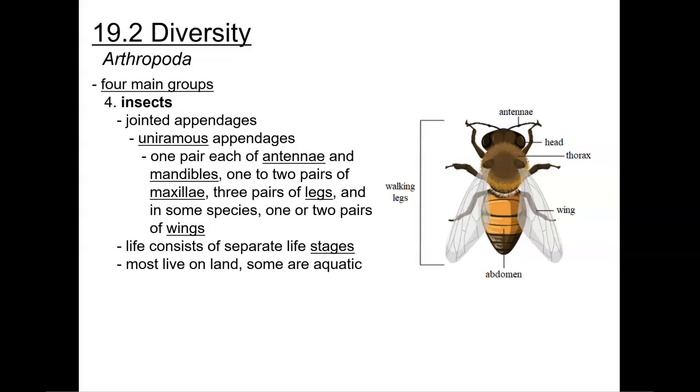The fourth group is going to be the insects. They have jointed appendages, uniramous appendages with one pair of antennae, mandibles, and two pairs of maxilla, three pairs of legs, and, in some species, one or two pairs of wings. Their life is going to consist of separate life stages. Most are going to live on land, but some can be aquatic.